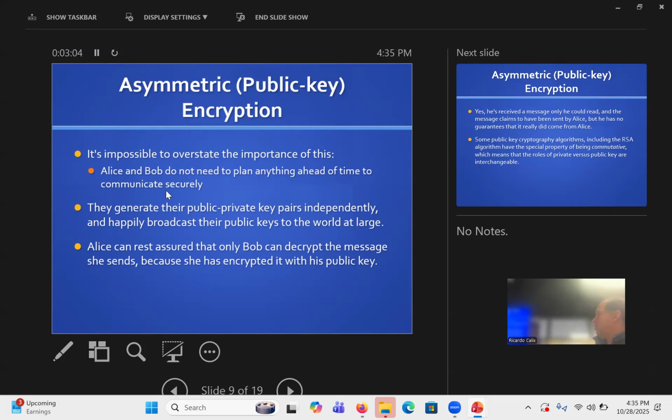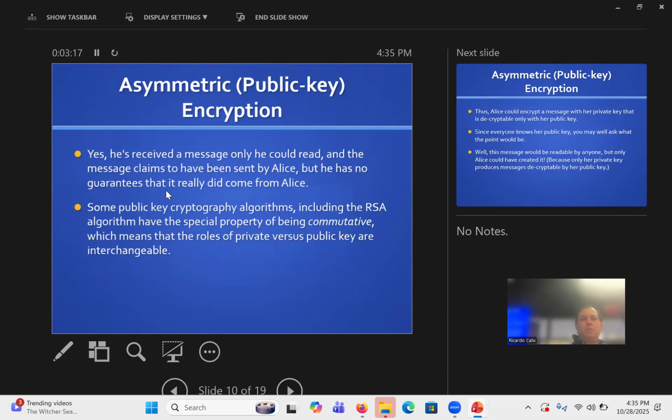Alice can rest assured that only Bob can decrypt the message she sends because she has encrypted it with Bob's public key, right? So remember, that's for confidentiality. Yes, he's received a message only he could read. And the message claims to have been sent by Alice.